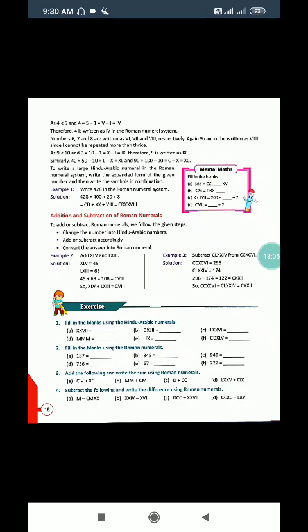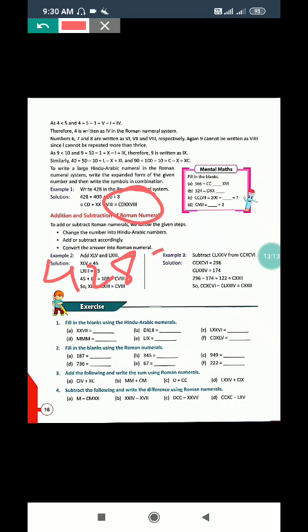So it would be written as CDXXVIII. So 428 is written as CDXXVIII. It would be written like this.